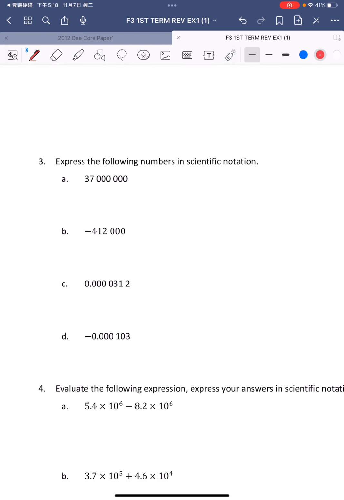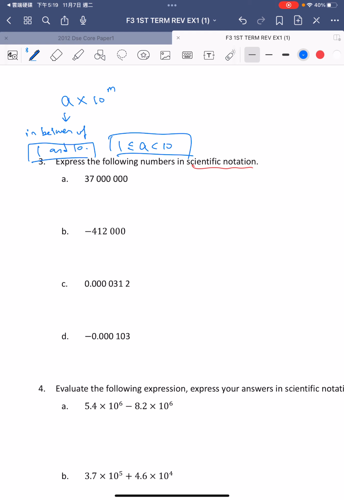Okay, so now we want to change numbers into scientific notation. Scientific notation means that we want to write a number as a times 10 to the power of n, where a is in between 1 and 10. It's not equal to 10; it's greater than or equal to 1, but smaller than 10. So what we want is 1 smaller than or equal to a, smaller than 10. Okay, so what's the condition for n? So n should be an integer, no matter if it's positive or negative.